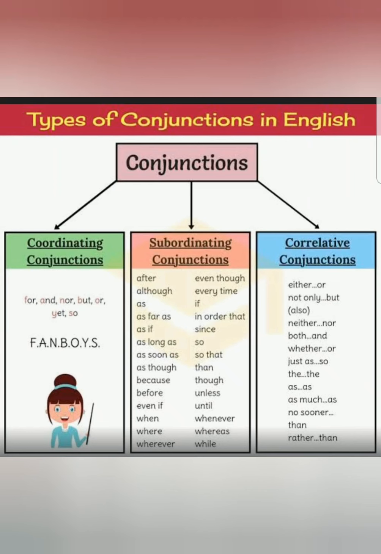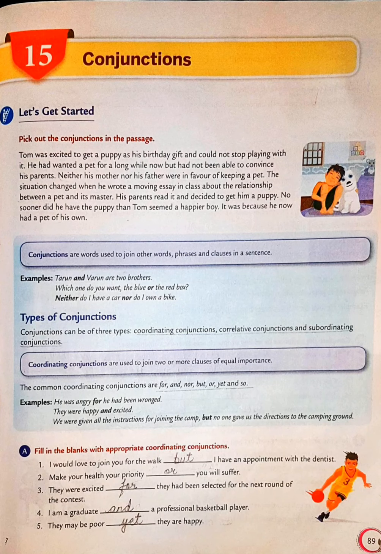Hello students, today we are going to learn lesson number 15, conjunctions. So let's get started. Conjunctions are the words used to join other words, phrases and clauses in a sentence.